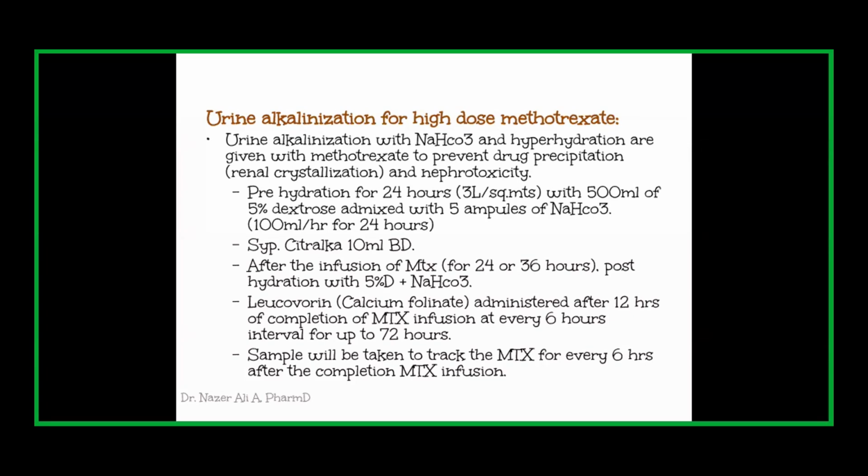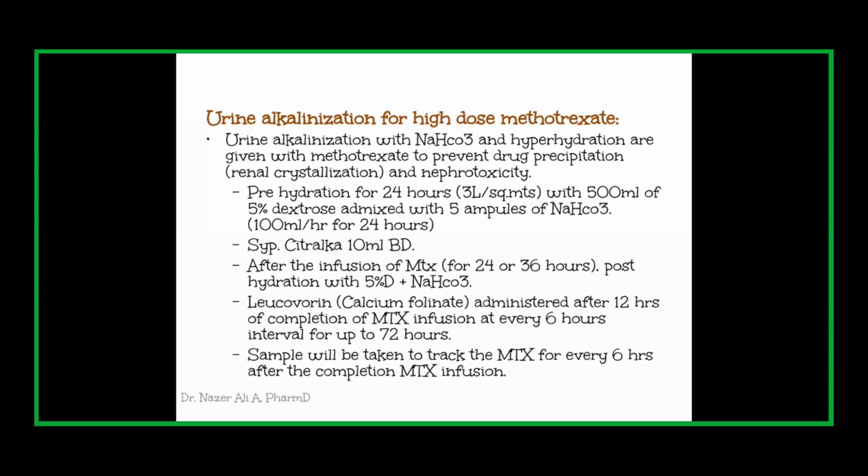Usually for high dose MTX, they will put up a central line. On that, there will be 2 entry points. On one, there will be a continuous infusion of methotrexate. On the other one, there will be a continuous hydration, the same 500 ml 5% dextrose with the sodium bicarbonate. And also the patient will be prescribed the citral cough syrup. They will be advised to take 10 ml twice daily. Depending on certain characteristics, they may adjust the volume.